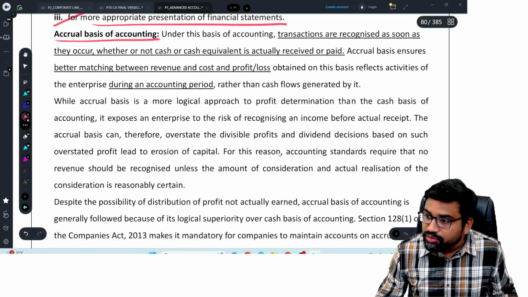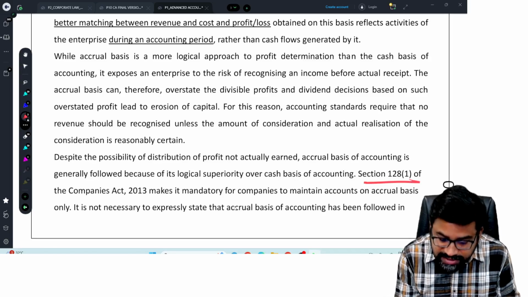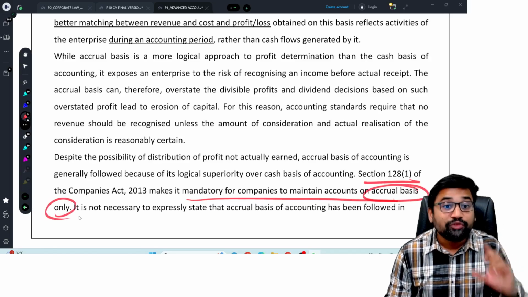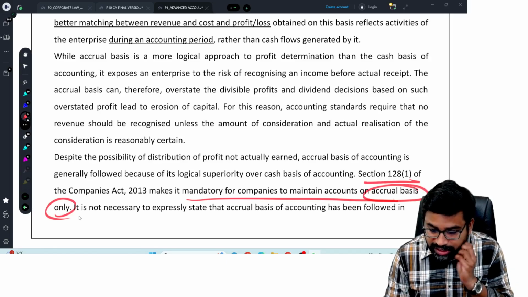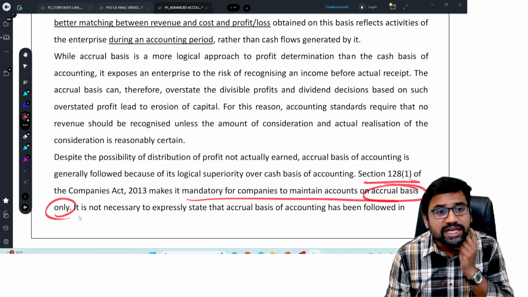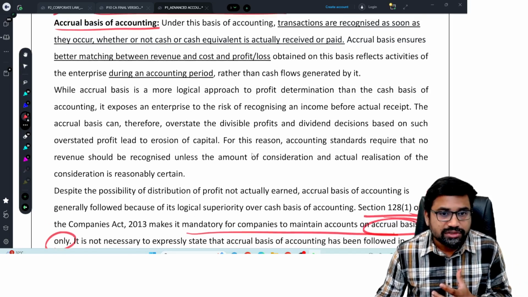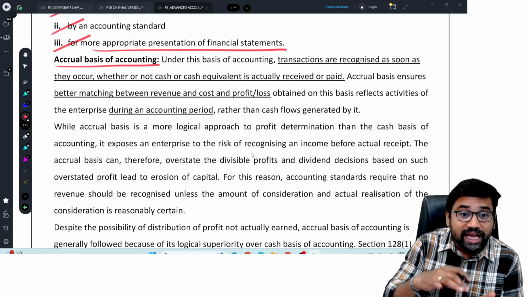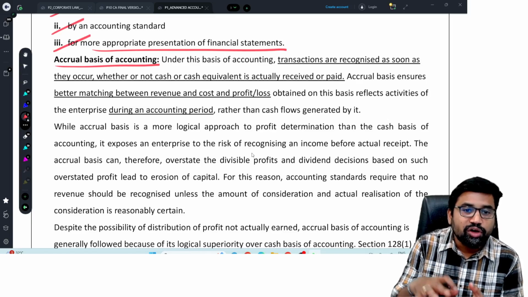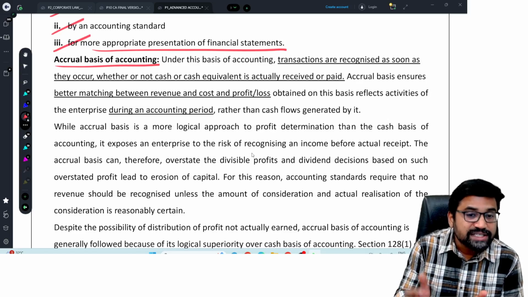If you read section 128 of the Companies Act, it makes it mandatory for companies to maintain books on accrual basis only, by following the double entry system. Actually, the words double entry system are also there in section 128. So section 128 says every company has to maintain their books on which basis? Accrual basis. When the law says something, you have to follow it. Now, what is accrual basis? Transactions will be recognized when they occur in the business, irrespective of their cash position. Whether it is received or paid, that's a secondary matter.